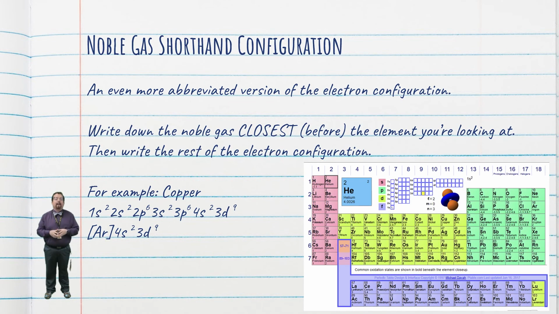We can also write down an abbreviated version of the electron configuration known as the noble gas shorthand configuration. Basically, we look for the noble gas that comes before the element in question. So in copper's case, that would be argon. Argon's electron configuration ends in 3p6, since it's the sixth one over in the 3p section. So 3p6 and everything before that from copper's electron configuration could just be replaced with the symbol for argon placed in brackets.